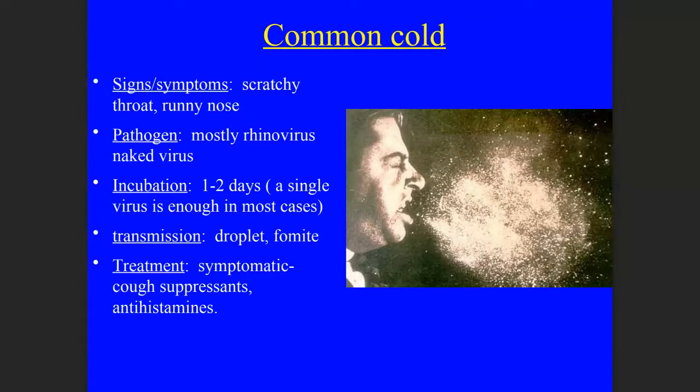or fomite transmission. Now, the rhinovirus, you might remember, is a naked virus. And naked viruses are very versatile in terms of the ways that they can be transmitted. Not only can they be transmitted in airborne droplet or droplet transmission, but they can be transmitted through non-living things like fomites, because since they're a naked virus, they're a little bit more resistant to those drying out conditions. Okay.